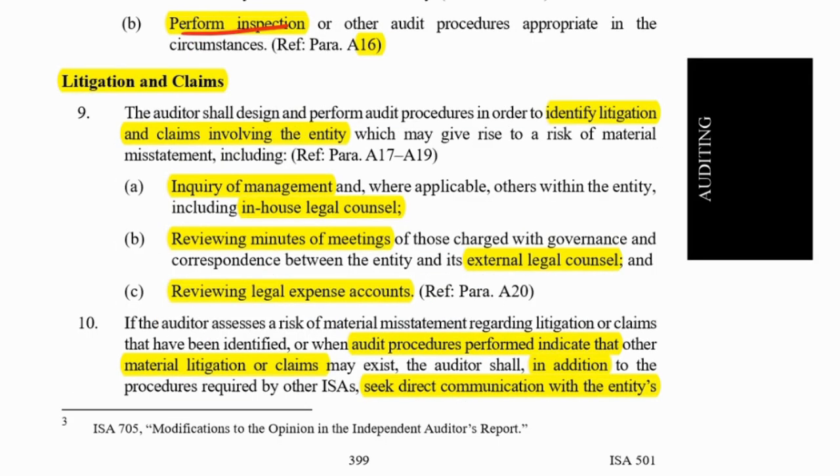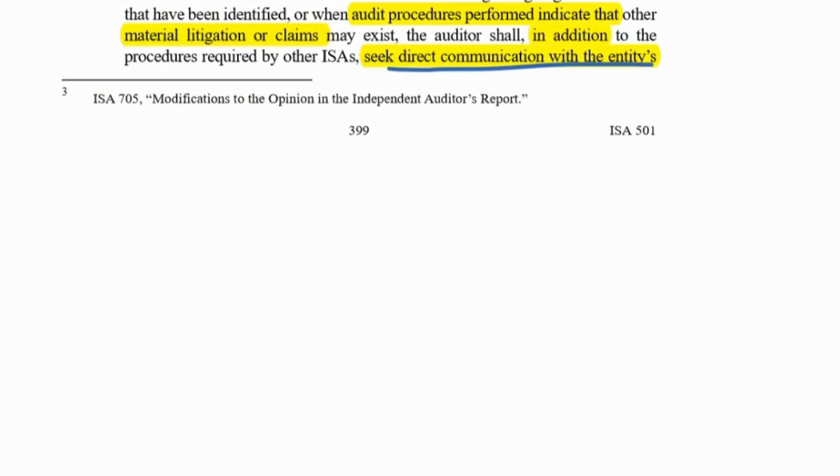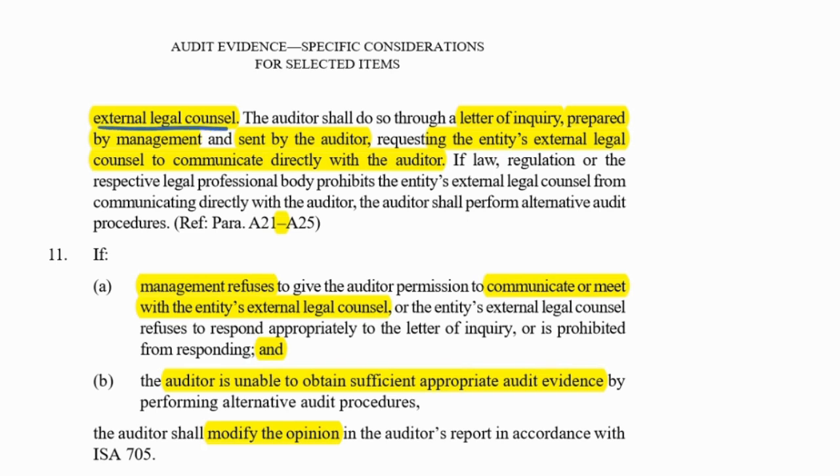So our biggest concern here is that they are not recording them. And so what do we have to do? Inquire with management and in-house legal, reviewing minutes of meetings of external legal counsel, and another way is to look at the legal expense account, because if we've got huge expenses on legal, then potentially there is a litigation and claim that we are addressing with the legal counsel currently. Okay, so what is the procedures? We have to seek direct communication with the entity's external legal counsel.